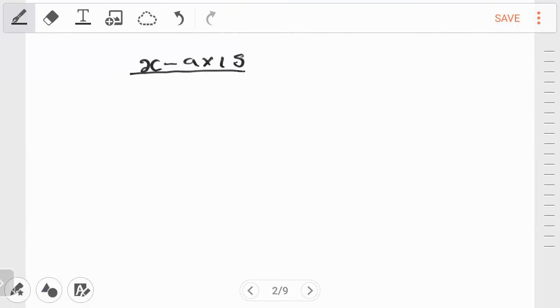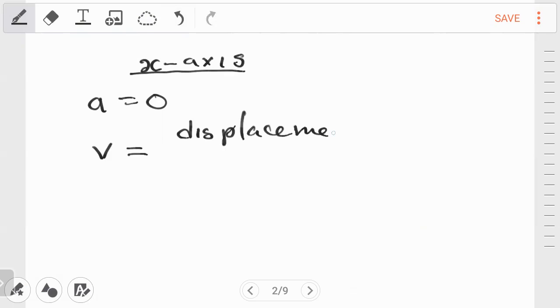And with that assumption, it means that in the x-axis, the acceleration is equal to 0. What this kind of means is the only equation you need to concern yourself with in the x-axis is the definition of velocity. So velocity v is equal to the displacement divided by the time. So this is the only equation that we're going to use in the x-axis.